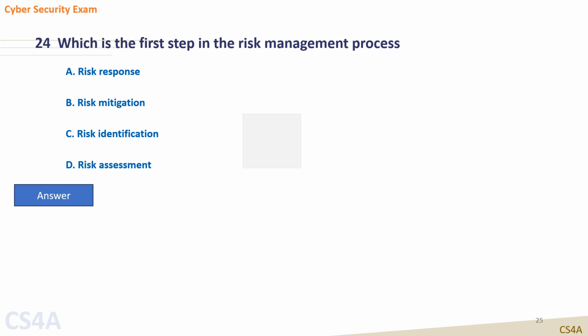So which is the first step in risk management process? Risk response, risk mitigation, risk identification, or risk assessment. Risk response and risk mitigation we'll do after we identify and after we get the priority of the risk. So risk identification is the first step in risk management process. Without identifying the risk, we can't do the mitigation plan, response plan, as well as the assessment of the risk. So option C is the correct one.